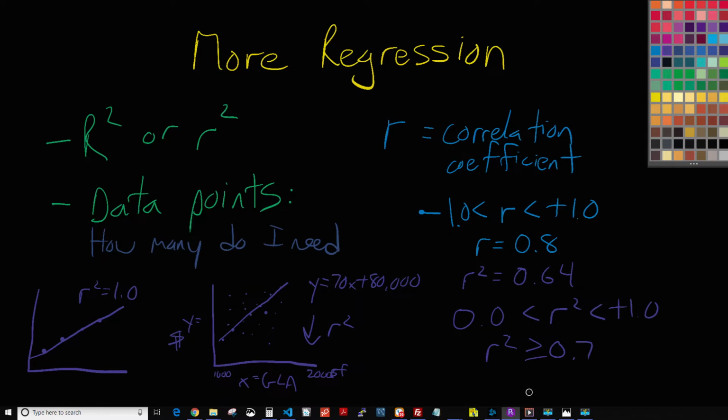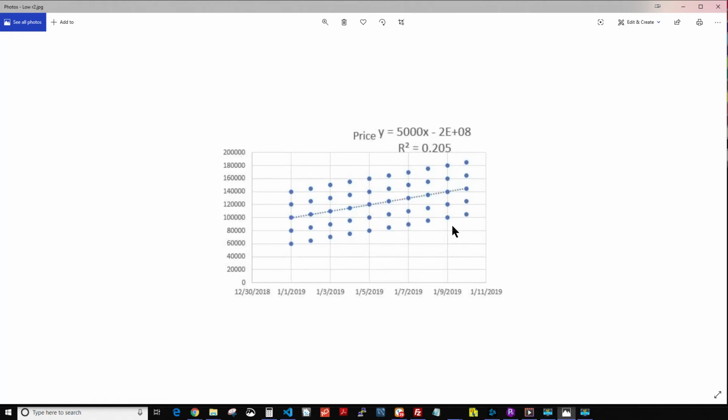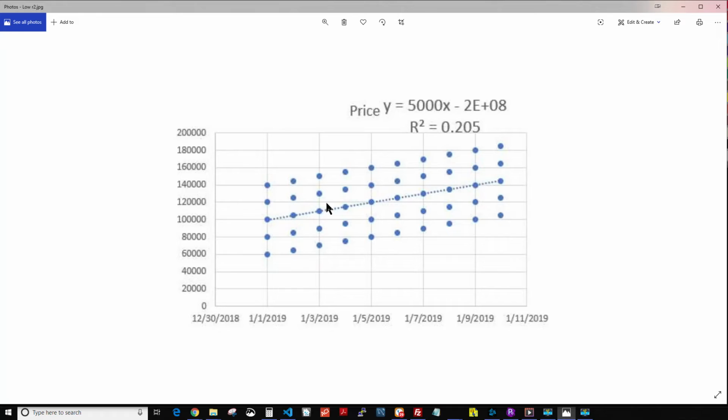This is something I made last year as an example for some appraisers. Let's just zoom in on that. This is a plot, and we ran ordinary least squares regression on these 50 points of data. There are basically 10 days' worth of data and 5 sales on each of those 10 days. We ran ordinary least squares regression on it, and we get this result: y equals 5,000x minus this number, which is where it would cross the y-axis, with an R-squared of 0.205.